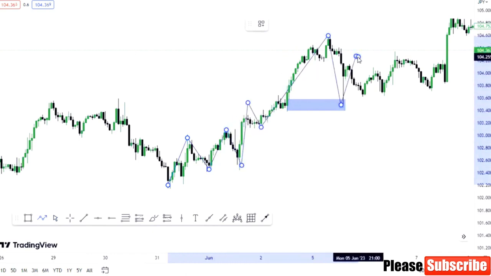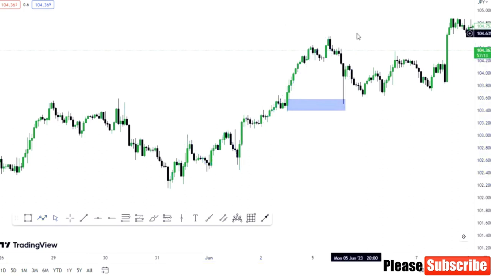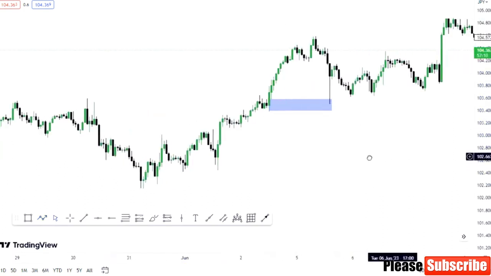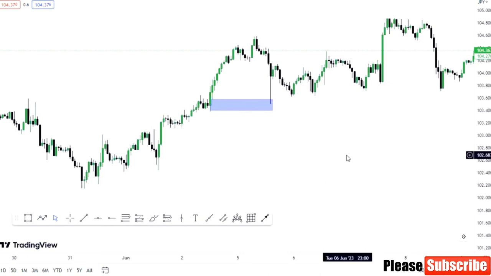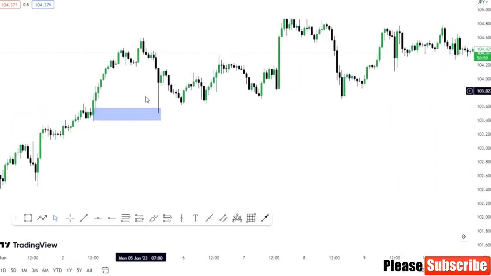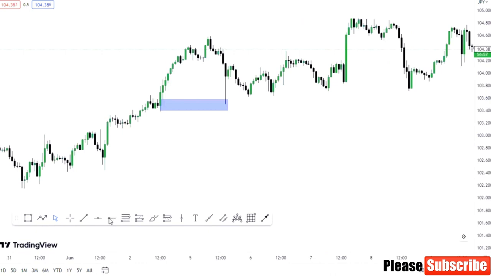So I'll just give you a short and simple trick here. If you're buying, always look to exit at the next high, and if you're selling, look to exit at the next low. Now look at this, we are in a demand zone right here and we are looking to buy. Where are we going to be looking to exit? At the next high. And where is the next high?